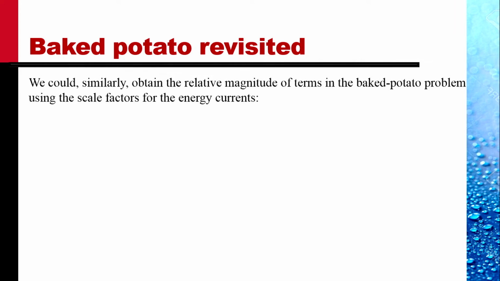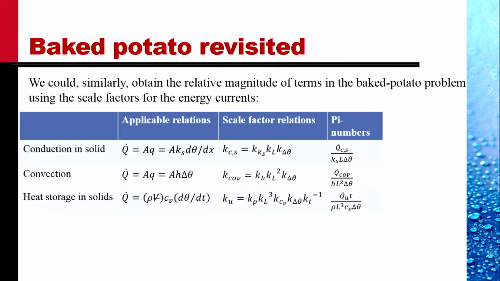We could similarly obtain the relative magnitudes of the terms in the baked potato problem using the scale factors for the energy currents. The three energy currents are important: conduction in solid, convection, and heat storage in solids. The applicable relations: Q dot is area times the conductive heat flux. So it is area times Ks d theta by dx.